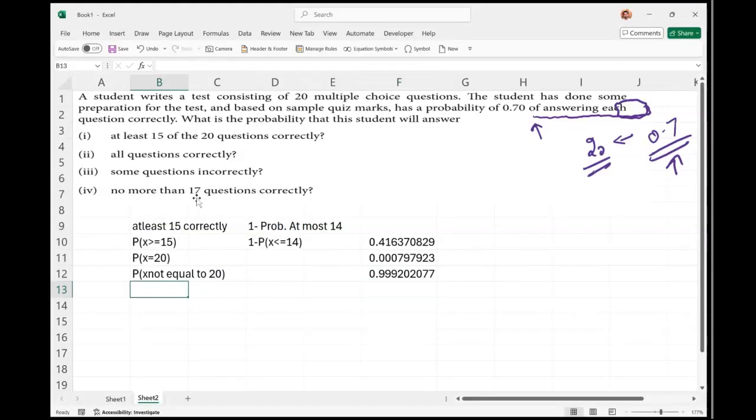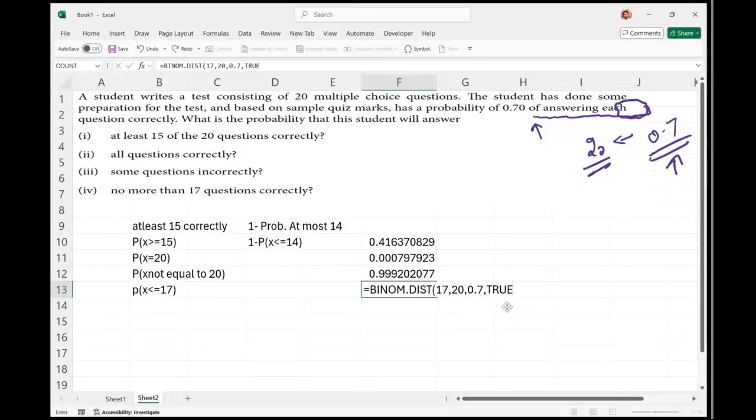All right, so the final one, no more than 17 questions correctly. So the probability of at most, X less than or equal to 17, at most 17 correctly. So that will be equal to binom dot dist, where the number is 17, comma, 20, comma, probability is 0.7, comma, I will use true in this one. That's going to give you the final answer.